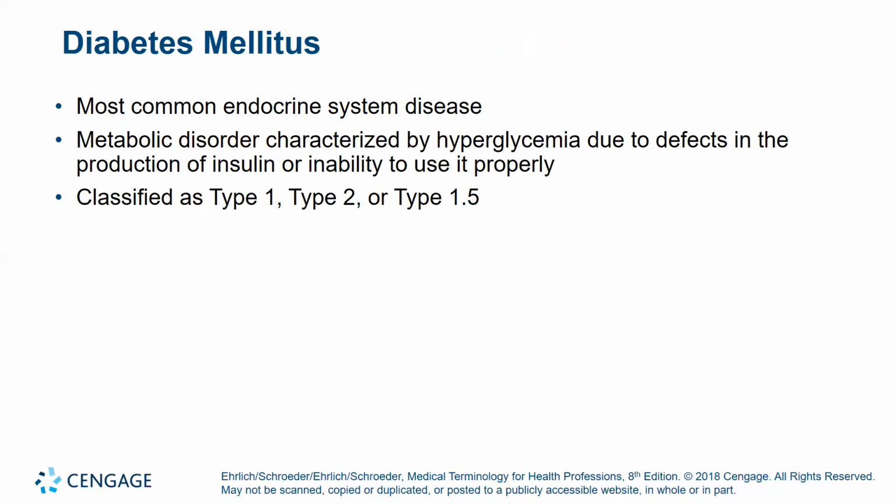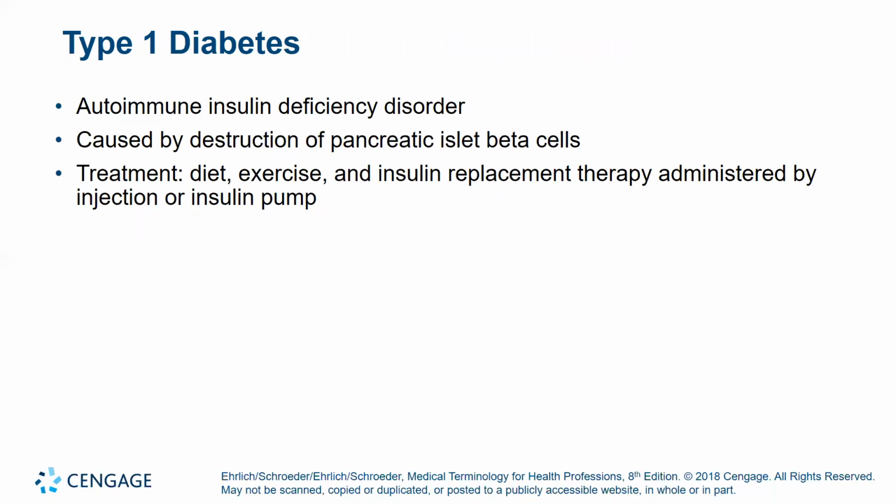They are classified as type 1, type 2, or type 1.5. We'll talk about each one of these. The first one, type 1, is an autoimmune insulin deficiency disorder. It's caused by destruction of the pancreatic islet beta cells. Treatment is by diet, exercise, and insulin replacement therapy administered by injection; an insulin pump could also be used.